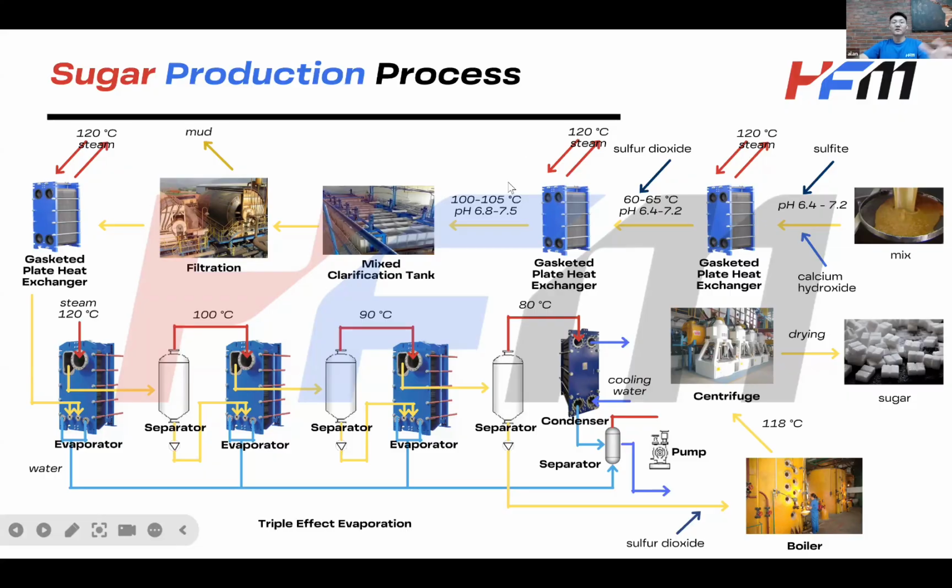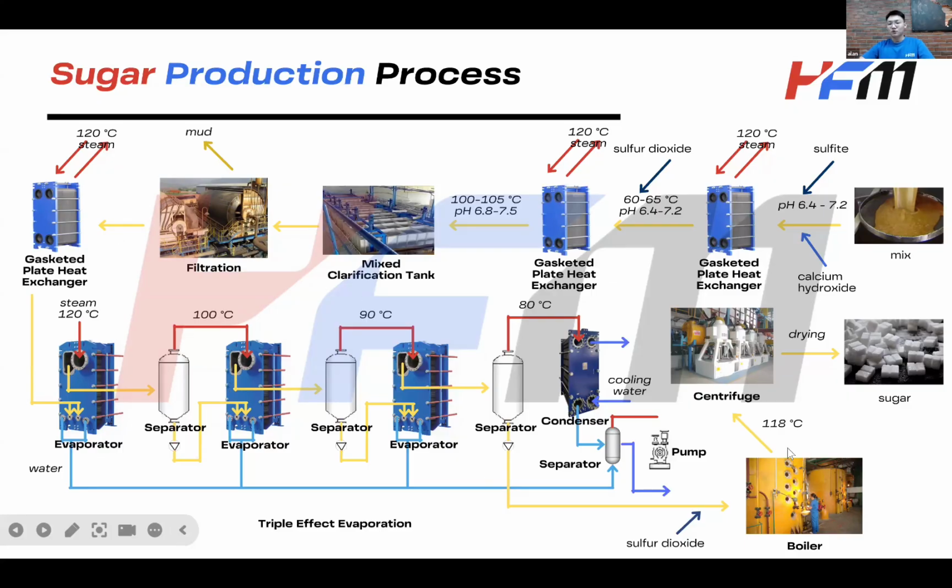Yeah. Okay. Next comes the purification process, which consists of clarification and filtration. After this purification process, we have the clear juice. Again, here we have the triple effect evaporation. And of course, before it goes to the triple effect evaporation, there will be a cascaded PHE to preheat it.